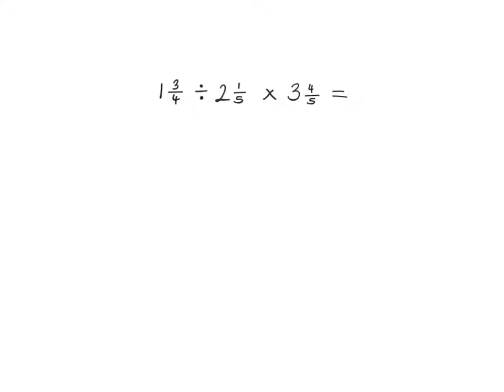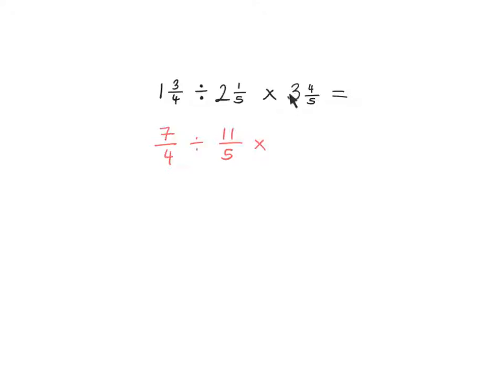Now, once again, what we need to do first is convert each of the mixed numbers into improper fractions. So let's do this. So the first one becomes 1 times 4 is 4, plus 3 is 7, so that becomes 7/4. The next one, 2 times 5 is 10, plus 1 is 11, so that becomes 11 over 5.